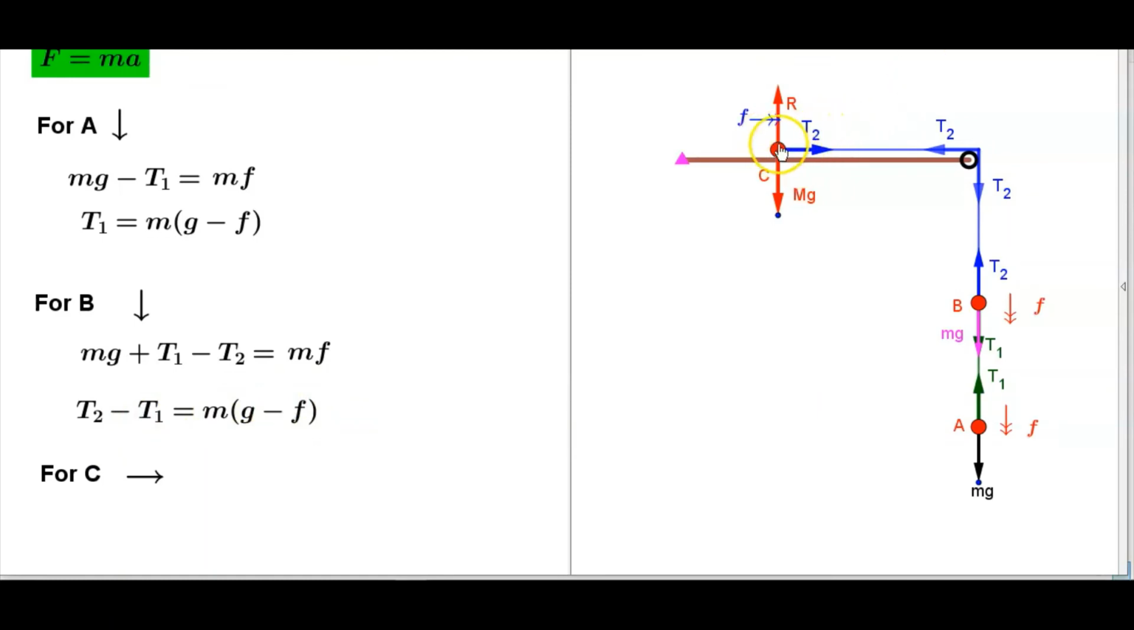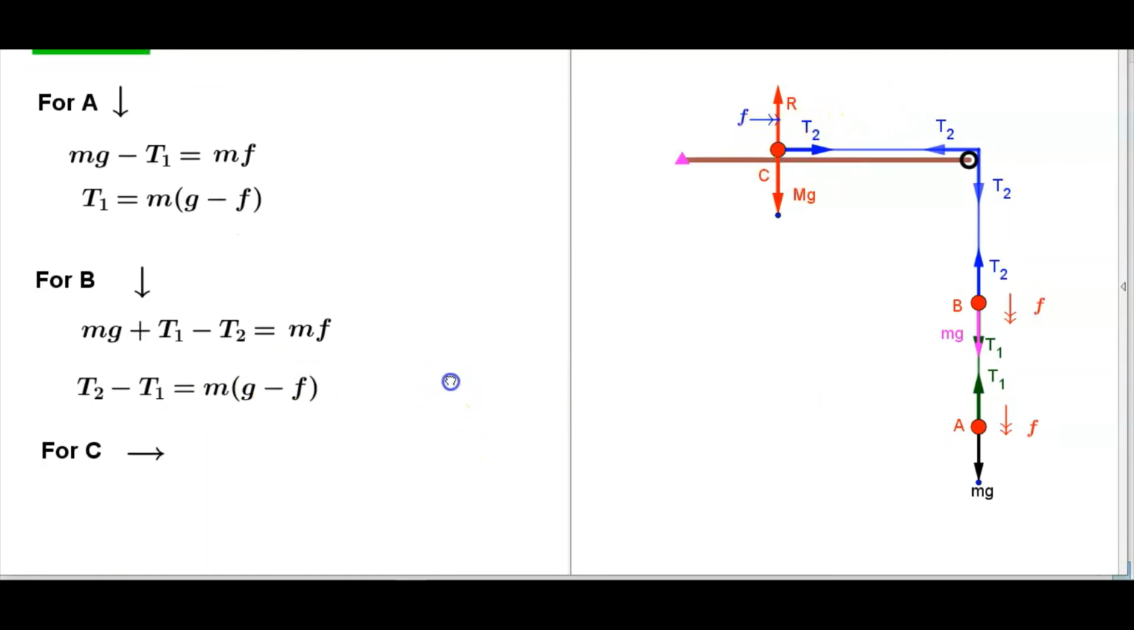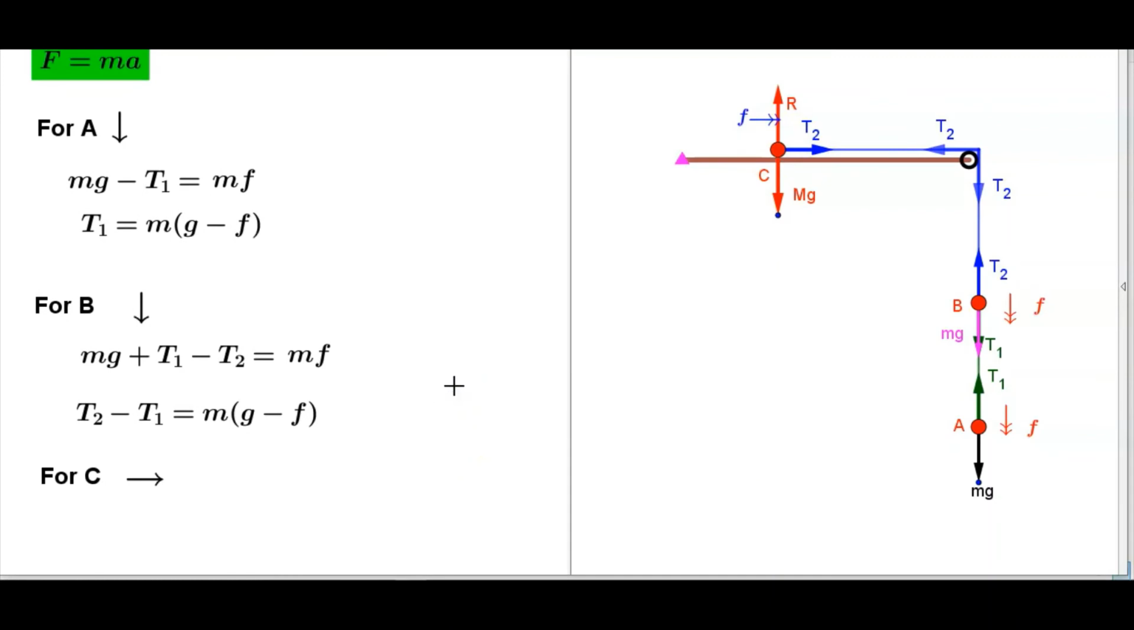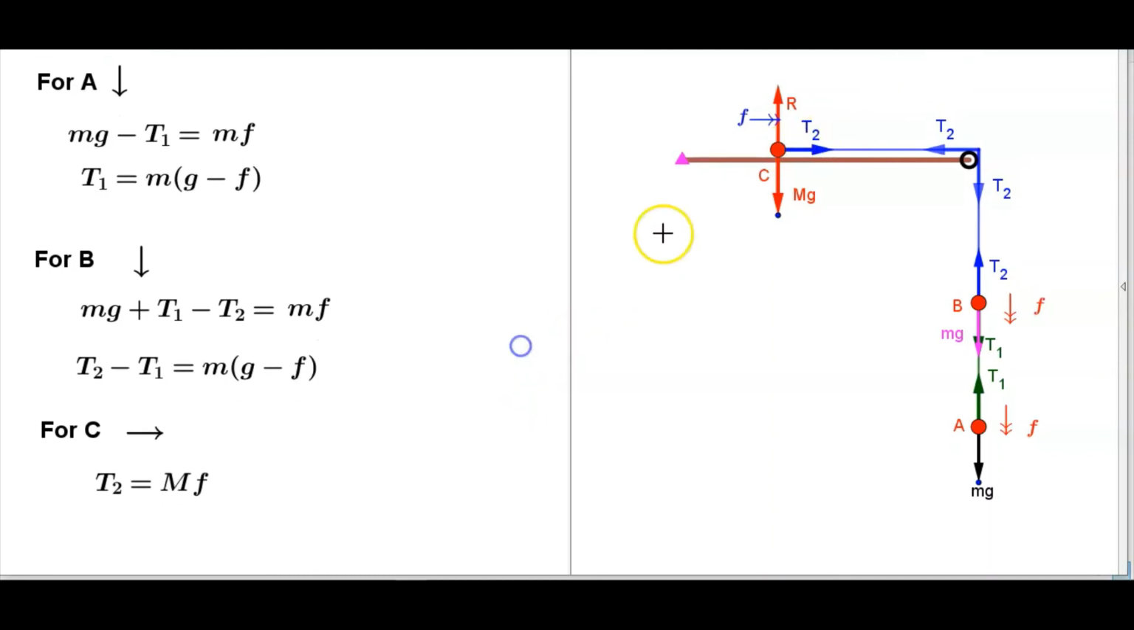For the particle C, we use Newton's second law in the moving direction, therefore in the horizontal direction. What is the resultant force in the horizontal direction? R and Mg are not coming because they are perpendicular to the horizontal direction. Therefore, these components won't come. Therefore, the horizontal component is this force T2. T2 is equal to mass capital M into acceleration f.